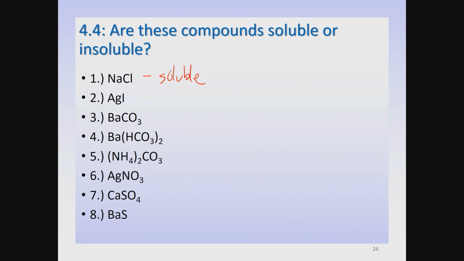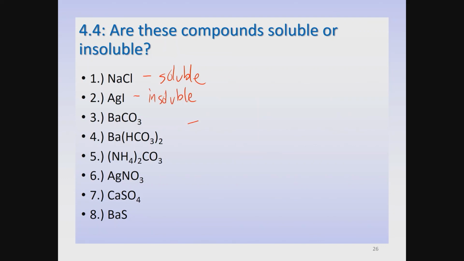Okay, second one, silver iodide. Now this is a little bit tricky, but you may recall the listing of the halides. Iodide is a halide ion. You will recall that with halides, they are all soluble except when binding to 3 different kinds of metals. Do you remember what those 3 metals are? Those 3 metals are silver, mercury, and lead. Here we have an example of an iodide bound to silver, so it's going to be insoluble. You have to indicate that this is insoluble.